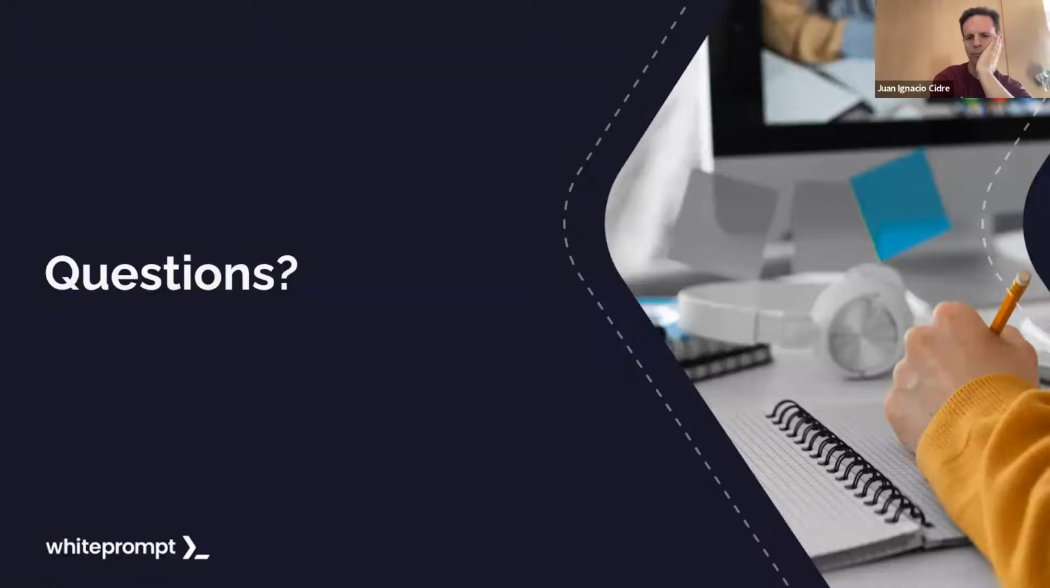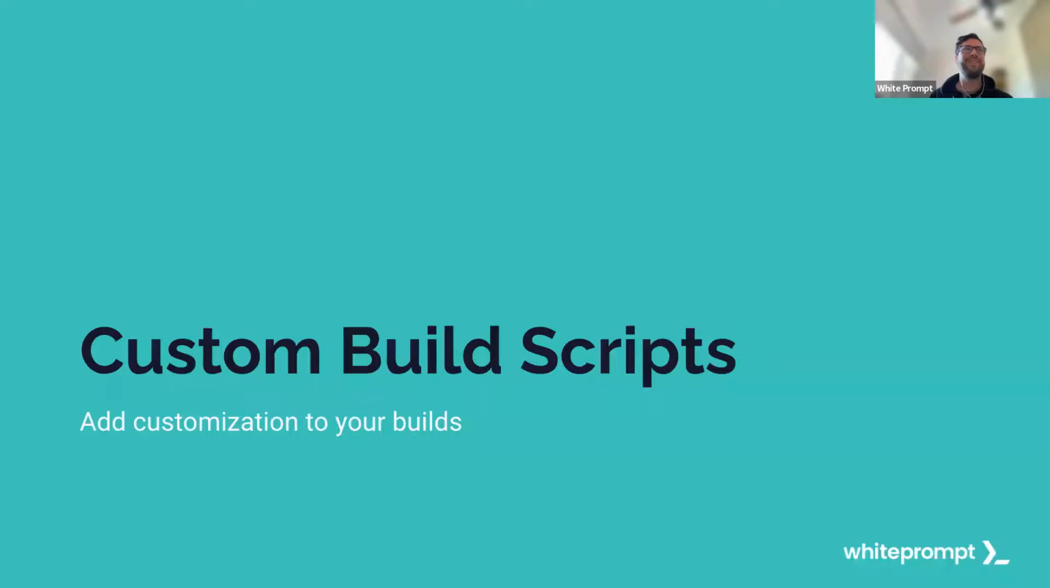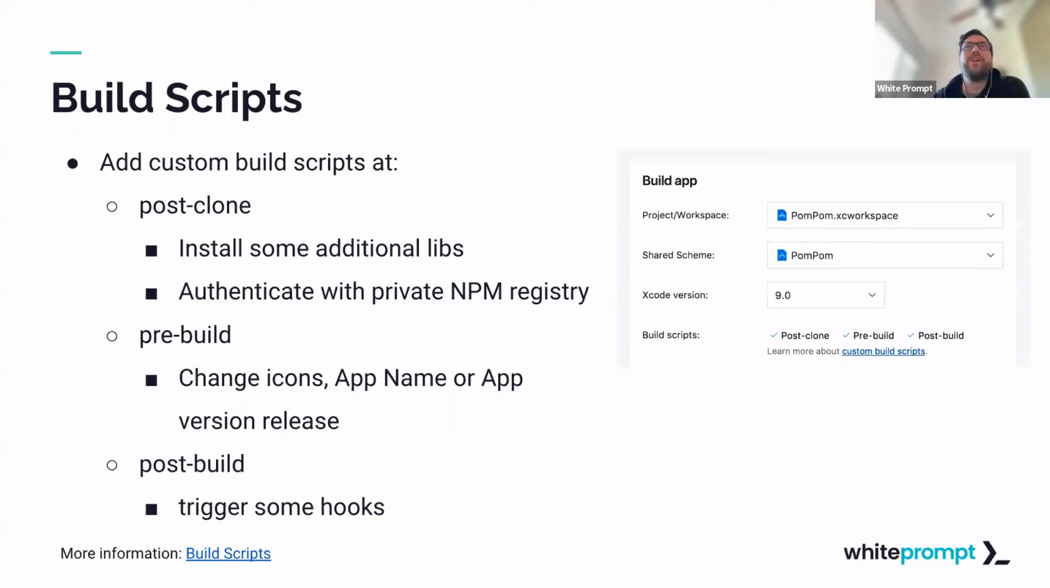They also provide some custom scripts. That is a good thing. There's another extra section, custom build scripts. So you can run different scripts on post-clone, after the project is cloned into App Center. You can do pre-build and post-build scripts. And usually, for example, you can install additional libraries there.